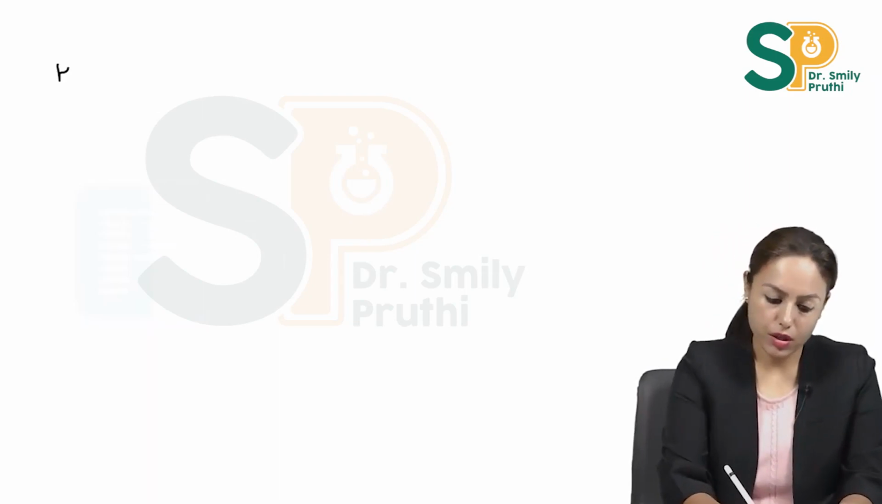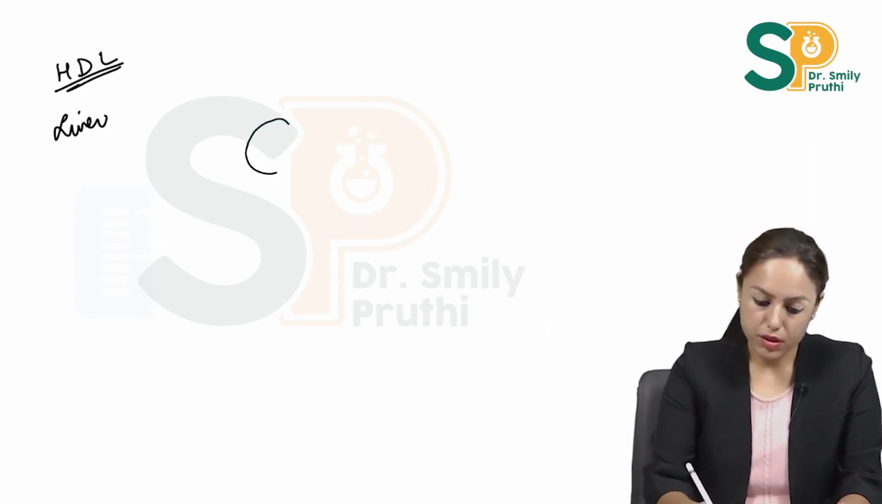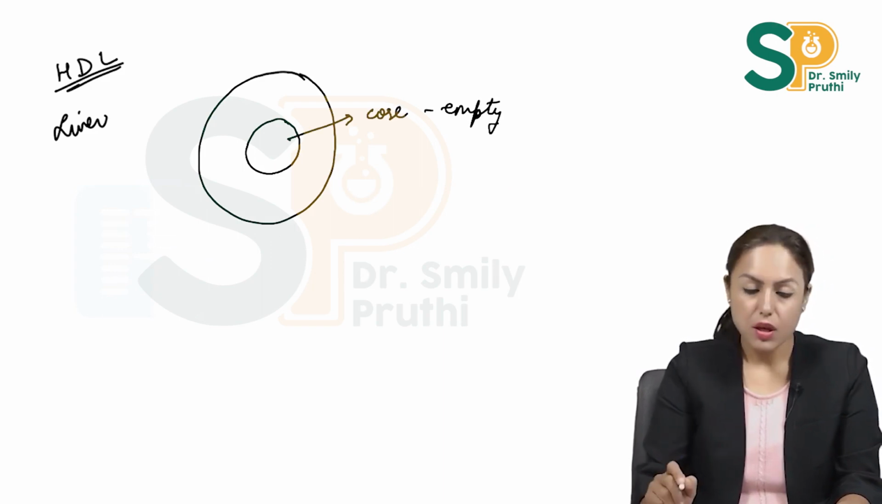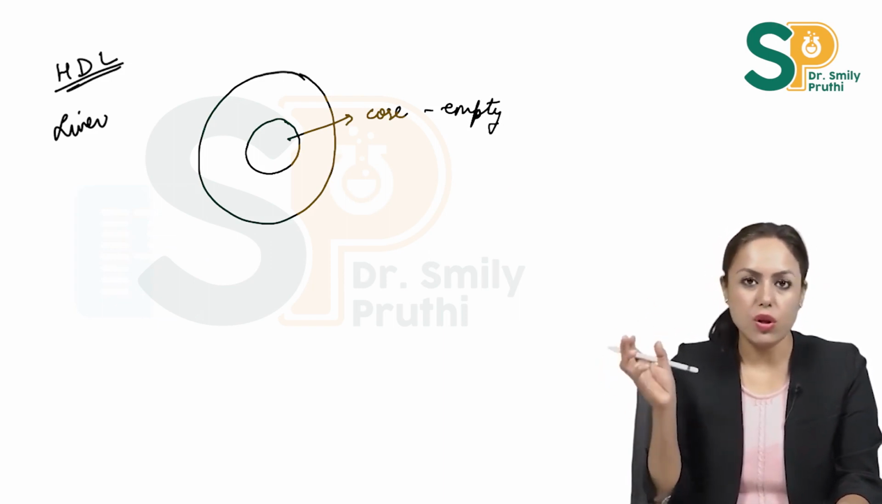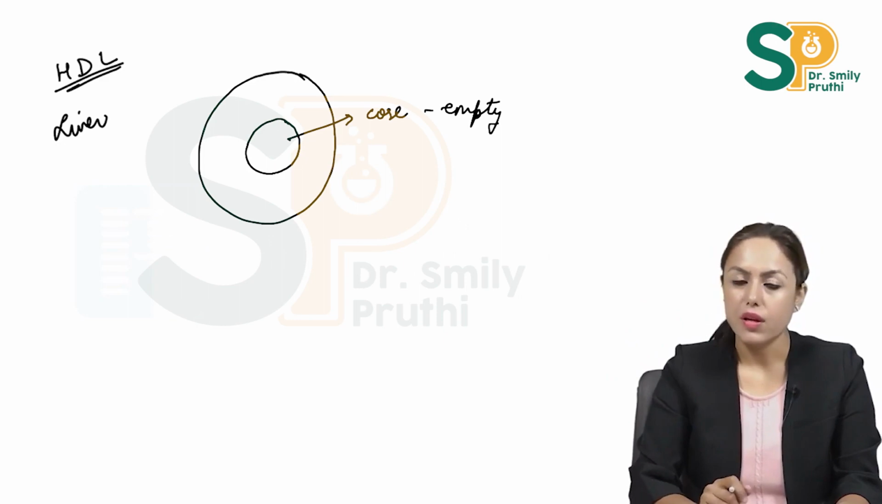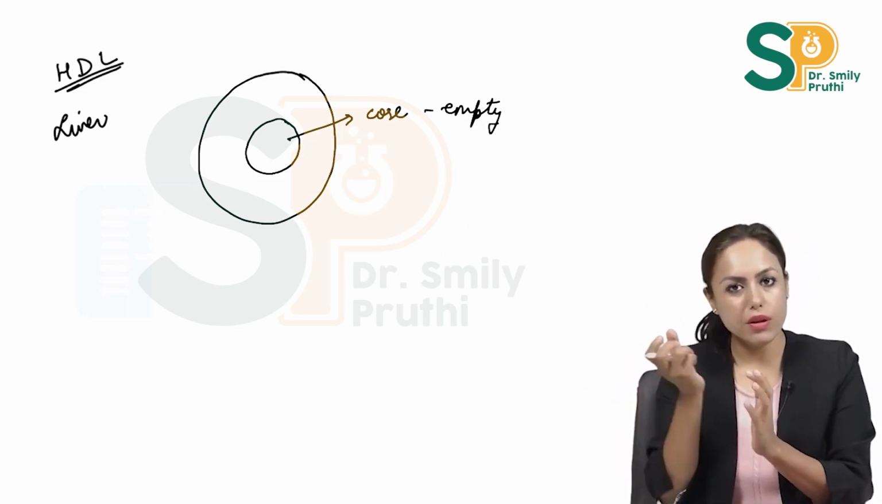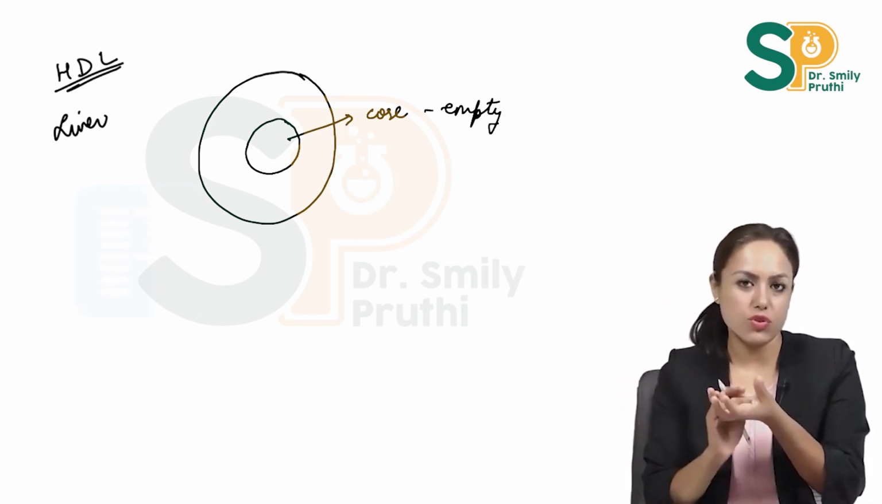Now HDL. HDL is synthesized in liver. Liver will synthesize this molecule and the core will be kept empty. The core will be kept empty because HDL has to bring the peripheral cholesterol back to liver, right? So, liver is making a molecule which has to go and bring cholesterol back to liver. So, obviously we need empty space for bringing cholesterol, right?